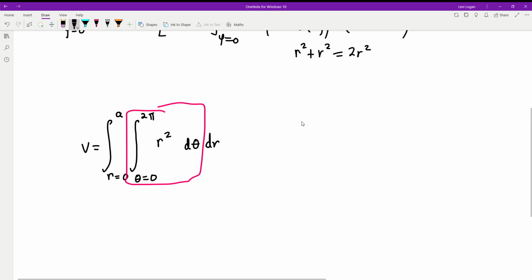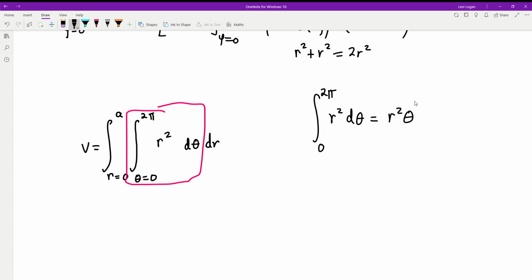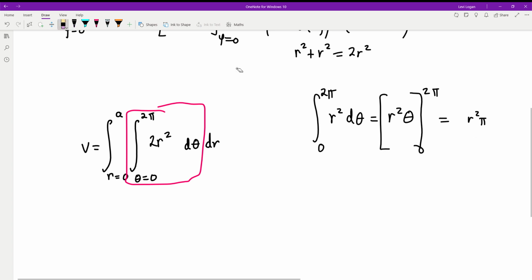The integral from 0 to 2 pi of r squared d theta is just r squared times theta, because r squared is treated as a constant, evaluated from 0 to 2 pi. Substituting in 2 pi, you're going to get 2 r squared pi. Actually, that's 2 times 2 pi, so you're going to have 4 pi r squared, and then minus the 0, and that's it.